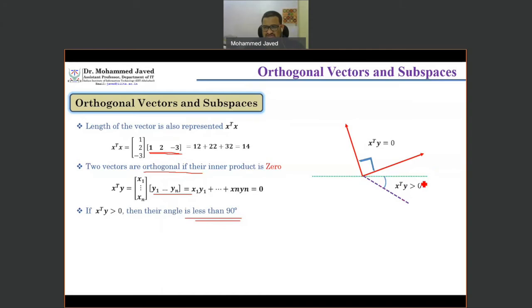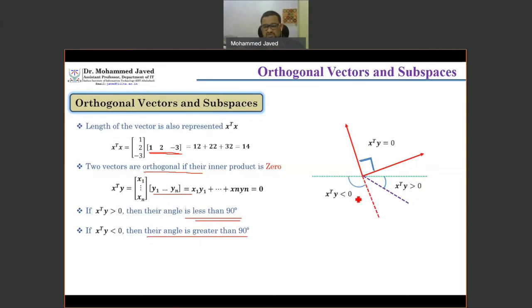Sorry, this is the vector, this is another vector. So the angle between them, the value between them, is greater than 0. That implies that their angle is less than 90 degrees. On the other hand, if x transpose y is less than 0, that implies that their angle is greater than 90 degrees. So I have shown this geometrically here.